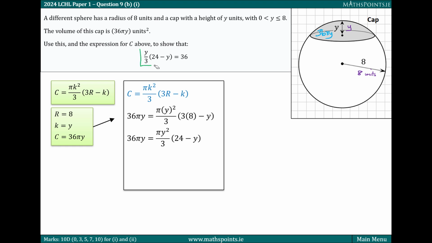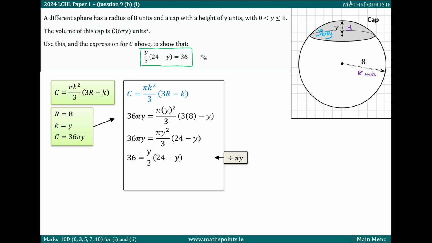If they've asked us to show that, we need to pause for a second and see how we are going to do that. Well, there's a pi in this, so I can see a pi here. I'm going to divide both sides by pi to remove the pi, and I can also see a y on both sides. So I'm going to divide both sides of this equation by pi y, and I get 36 is equal to y over 3 on 24 minus y.